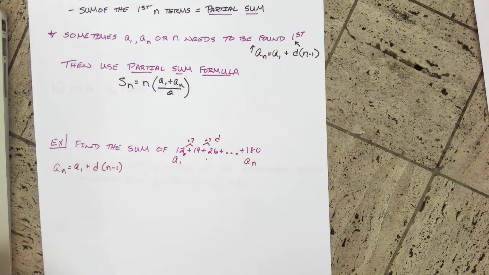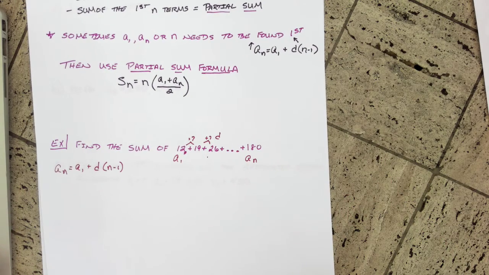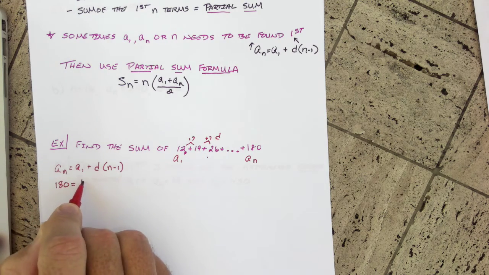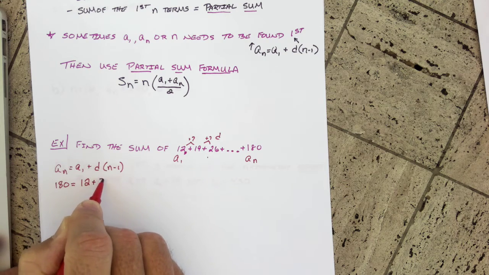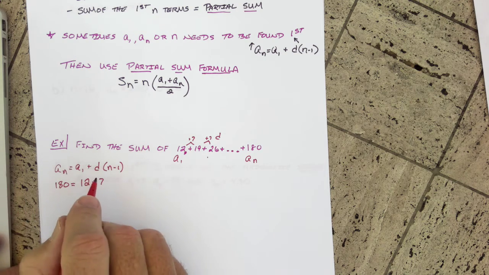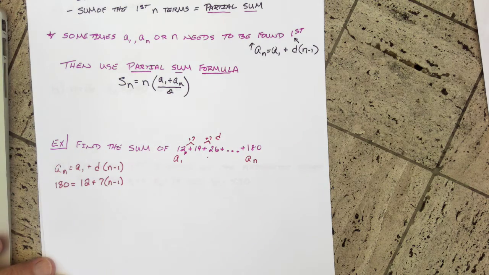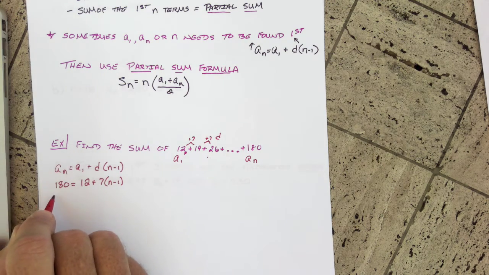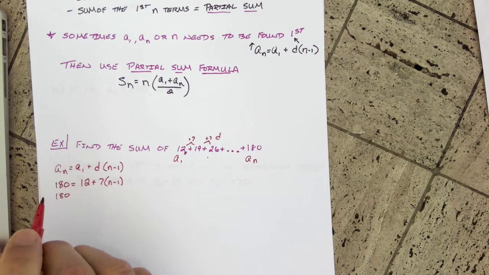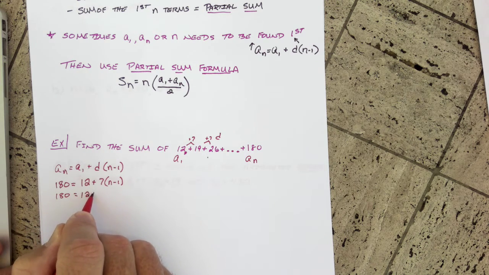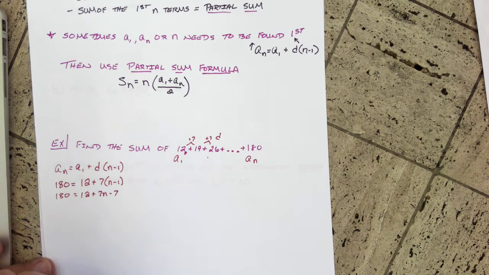And this will help us find, oops, get my paper straight. There we go. So we got 180 equals 12 plus 7 times the quantity of n minus 1. Plug in what we know. Awesome. Do the work. 180, 12 plus 7n minus 7.